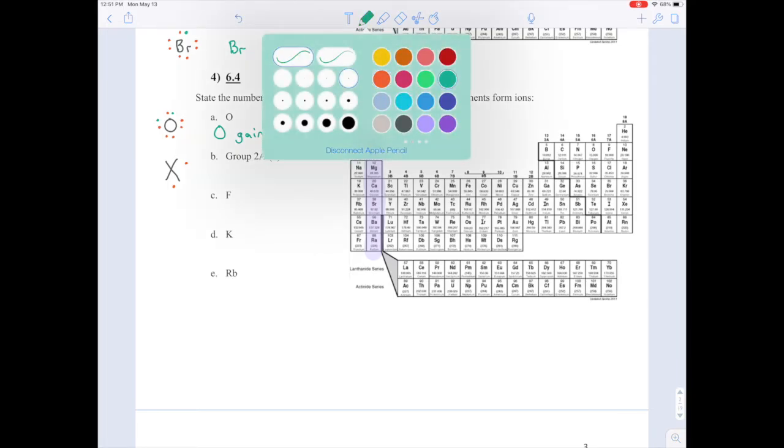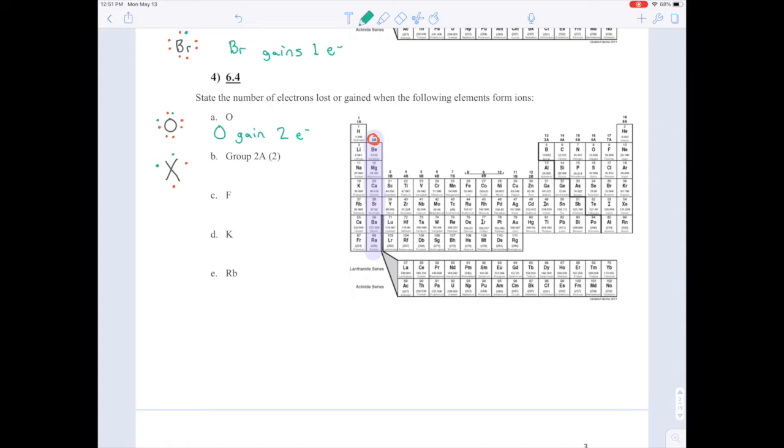So to get all of its electrons paired, it could either gain 1, 2, 3, 4, 5, 6, all the green dots, or it could lose 2, the orange dots. So always go with the smaller number. 2 is smaller than 6, and so this element would lose 2 electrons.